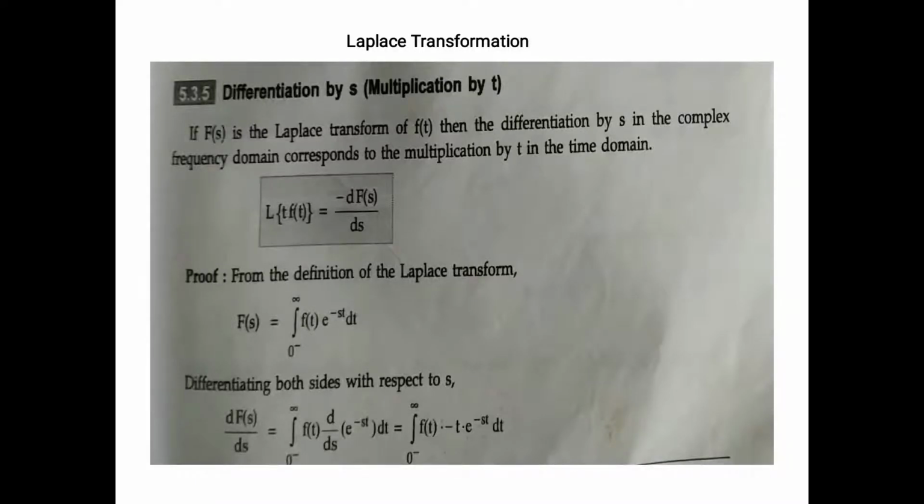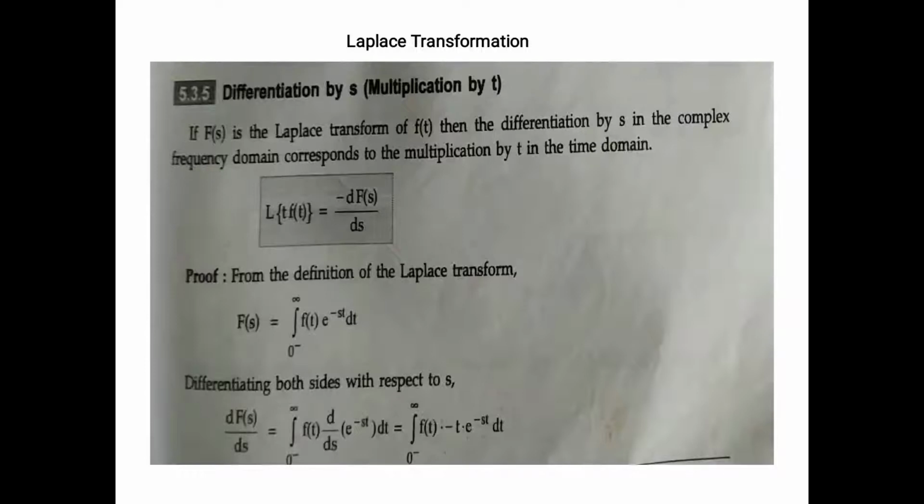From the definition of the Laplace transform, F(s) equals the integral from 0 minus to infinity of f(t) e^(-st) dt. Differentiating both sides with respect to s, dF(s)/ds equals the integral from 0 to infinity of f(t) times d/ds of e^(-st) dt.